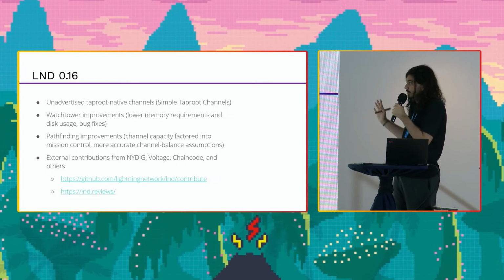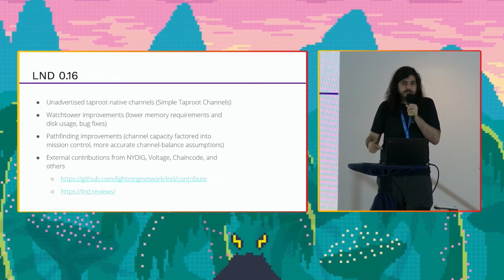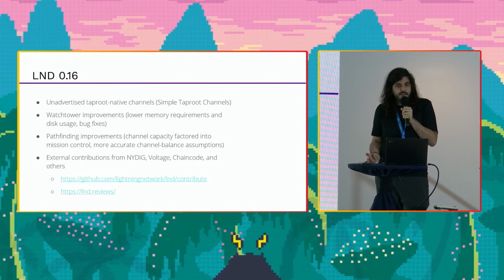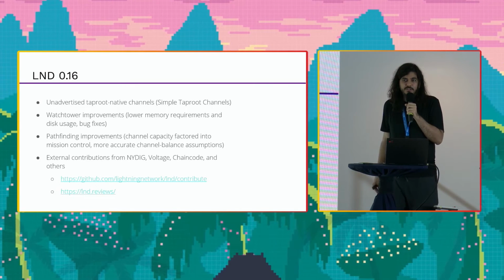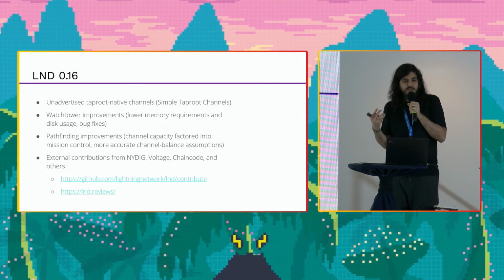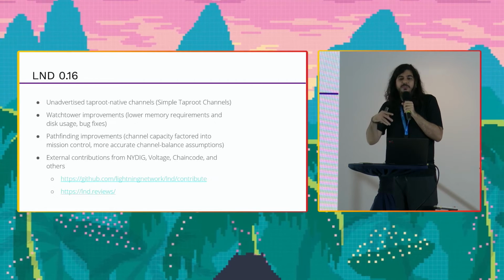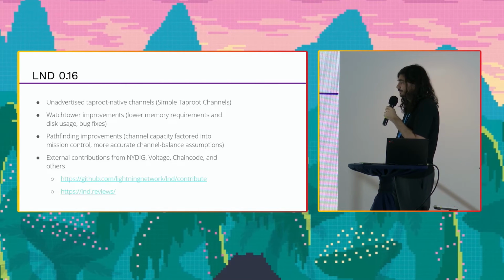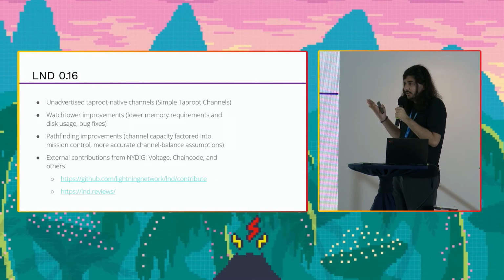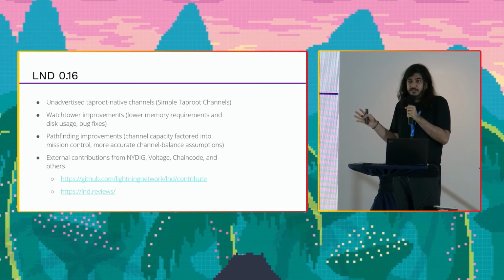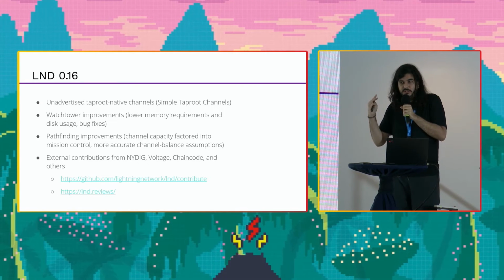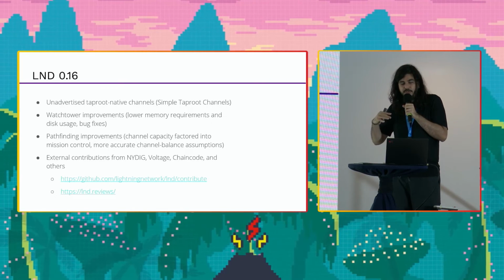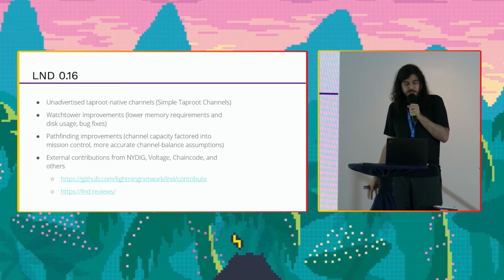We'll have unadvertised taproot native channels, which means channels that were opened through a MuSig2 transaction. So people can't recognize that this is a channel opening transaction. This, in the beginning, will be only unadvertised, because for the whole taprootization of Lightning to happen, there is a lot of coordination that needs to happen between all implementations.